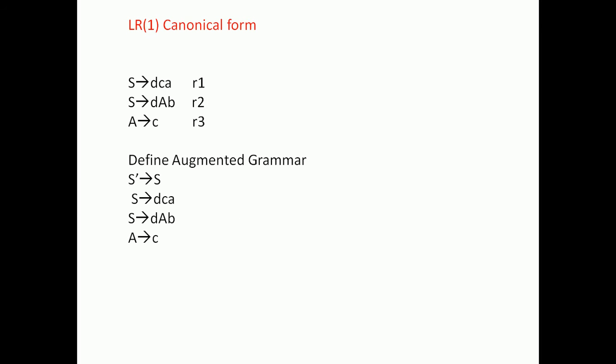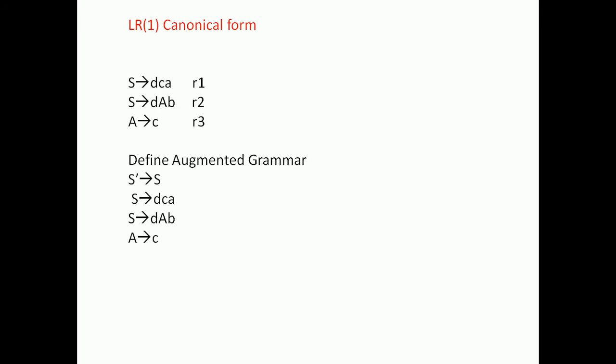So here, for every LR1 canonical form, first we need to define the augmented grammar for it. So what do you mean by the augmentation? Augmentation is nothing but deriving the start symbol from another symbol. What is the need for defining the augmentation? Because it is bottom up parsing.